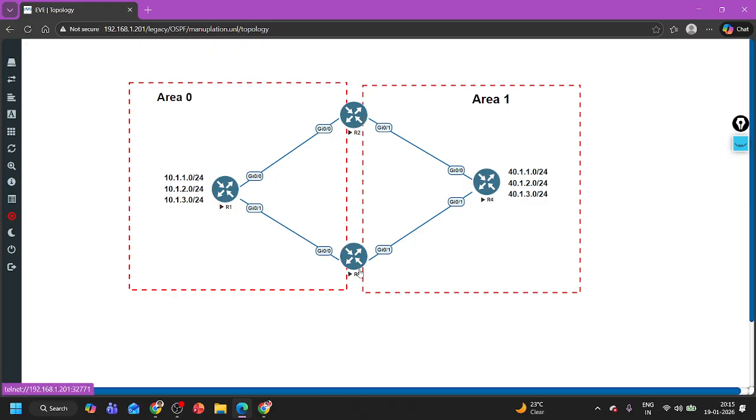Similarly, R2 and R3 can be ESBR also. If here I am running OSPF and here I am running any other routing protocol, EIGRP or BGP, then router 2 and router 3 will become ESBR. First of all, tell me how router 1 will get to know that router 2 and router 3 are ABR routers. How can router 1 understand that R2 and R3 are my area border routers?